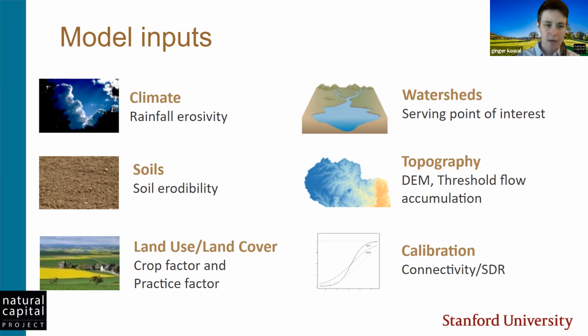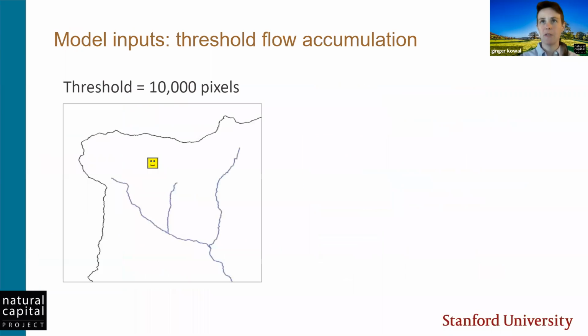If you do have empirical data available for model calibration, there are a few easily accessible calibration parameters. But usually for a first run, we recommend that you use default values for those calibration parameters. Another important input that I want to mention is a threshold flow accumulation. This is related to the topography, and it helps the model to create streams by routing flow across the landscape.